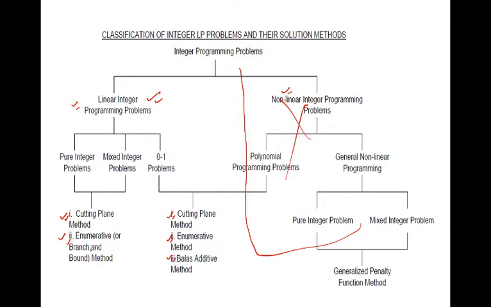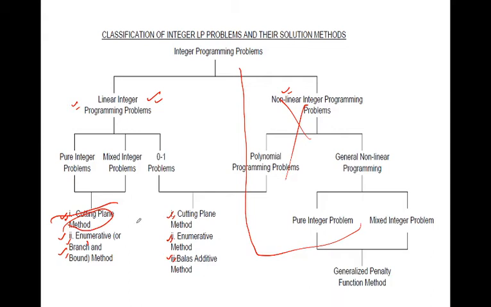The branch and bound method has already been discussed in the design and analysis of algorithms course, where you solved the 0-1 knapsack problem using branch and bound. The 0-1 knapsack problem is again a special case of the integer programming problem, where branch and bound has been used to solve it. In this lecture I'll discuss the cutting plane method.